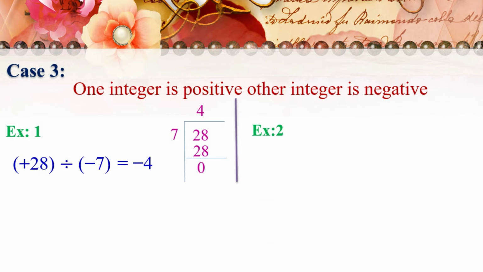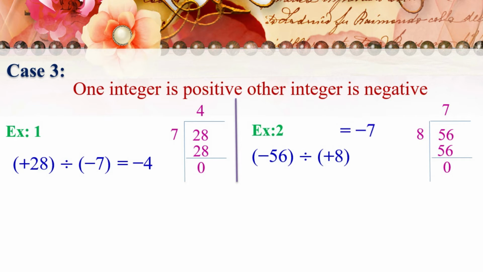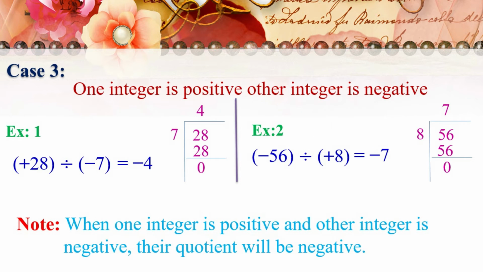Let's see another example. Minus 56 divided by plus 8. 56 is the dividend and 8 is the divisor. 7 8s are 56. 56 minus 56, we get 0. The quotient is minus 7. Therefore, when one integer is positive and the other integer is negative, their quotient will be negative.